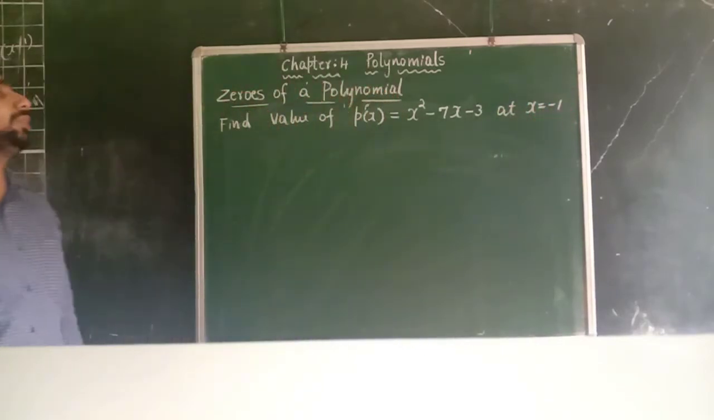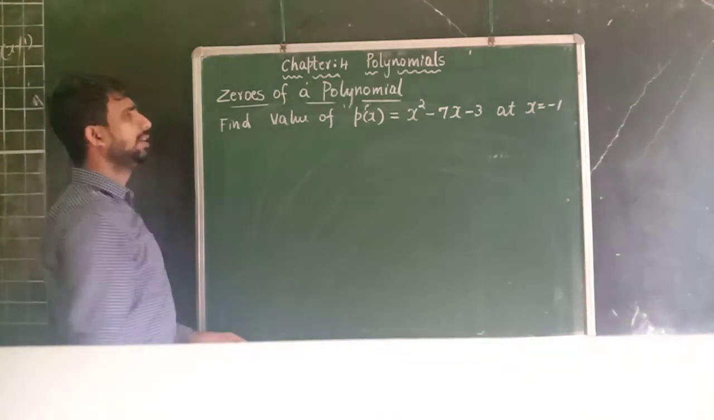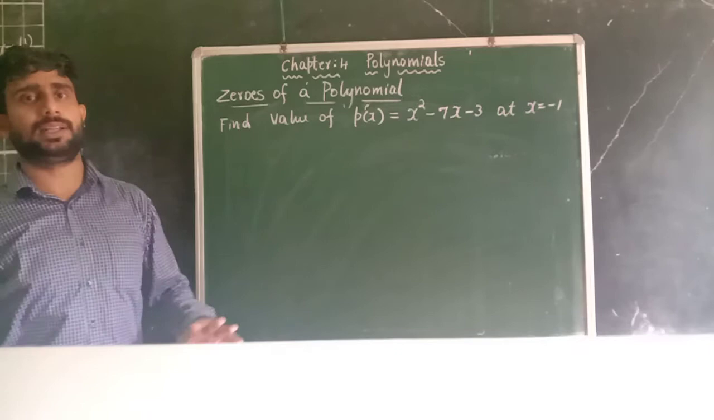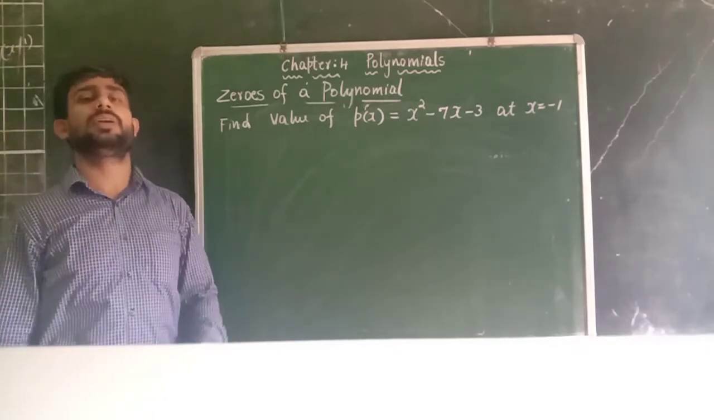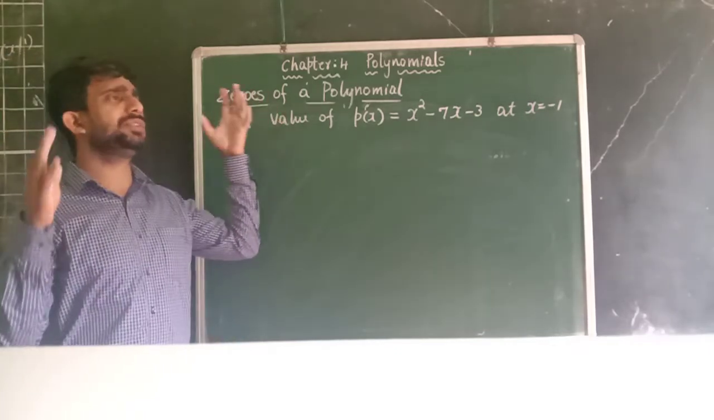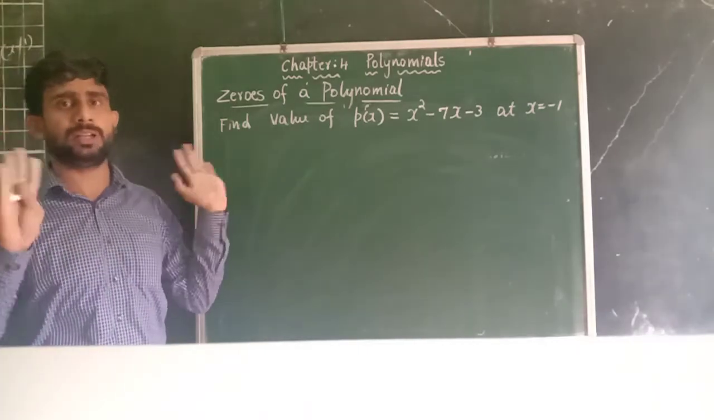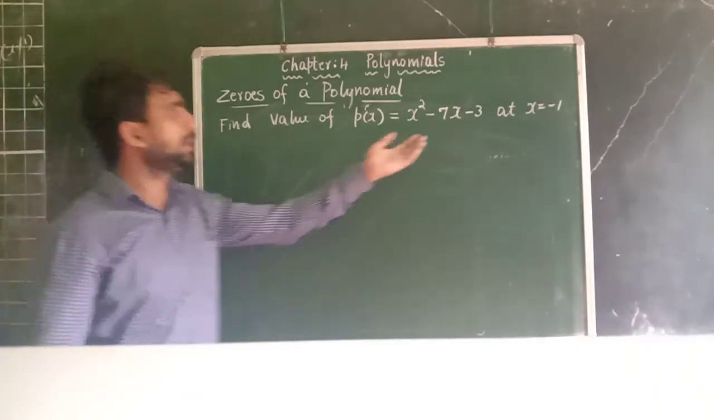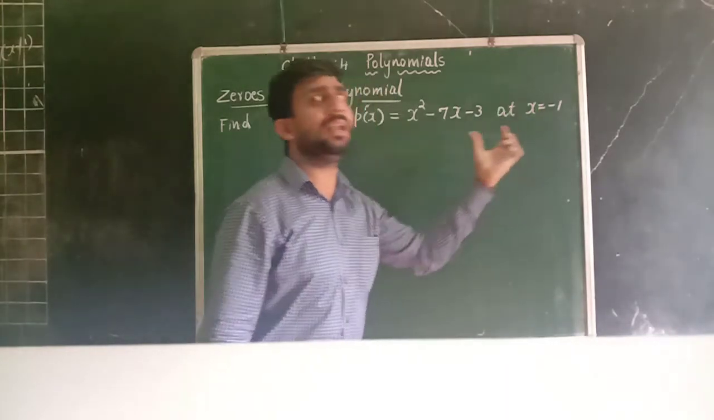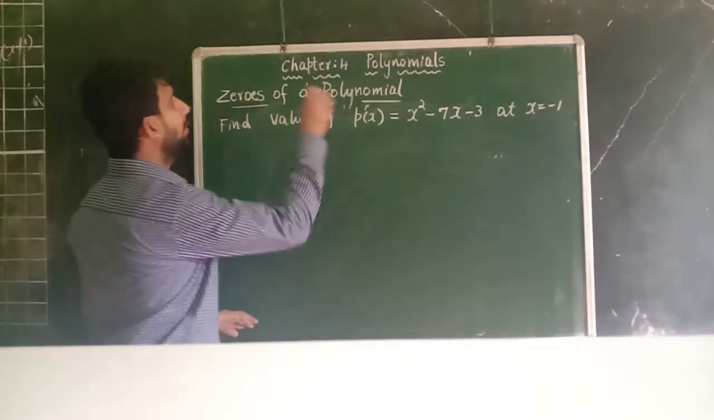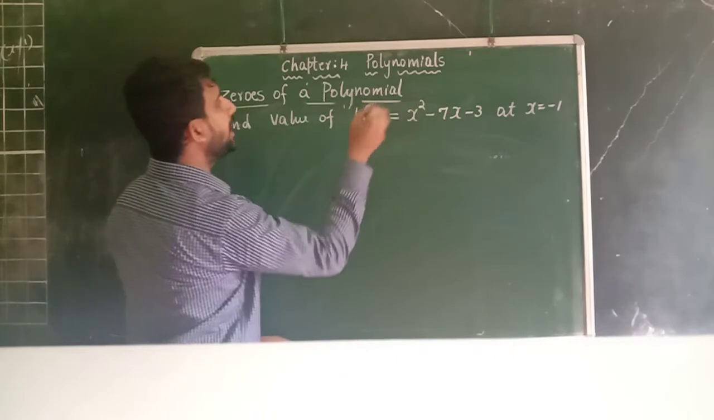At x is equal to minus 1, you have to find the value. I have taken a general problem, not the textbook problem. You have the same method. By using the same method in a similar manner, you have to find the value of the polynomial for a given value of x. I'll substitute that minus 1 here.